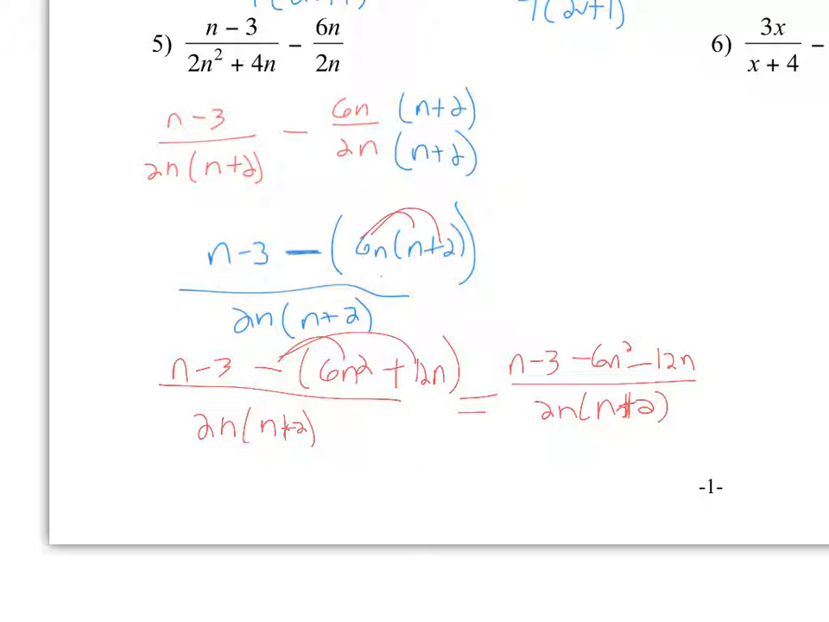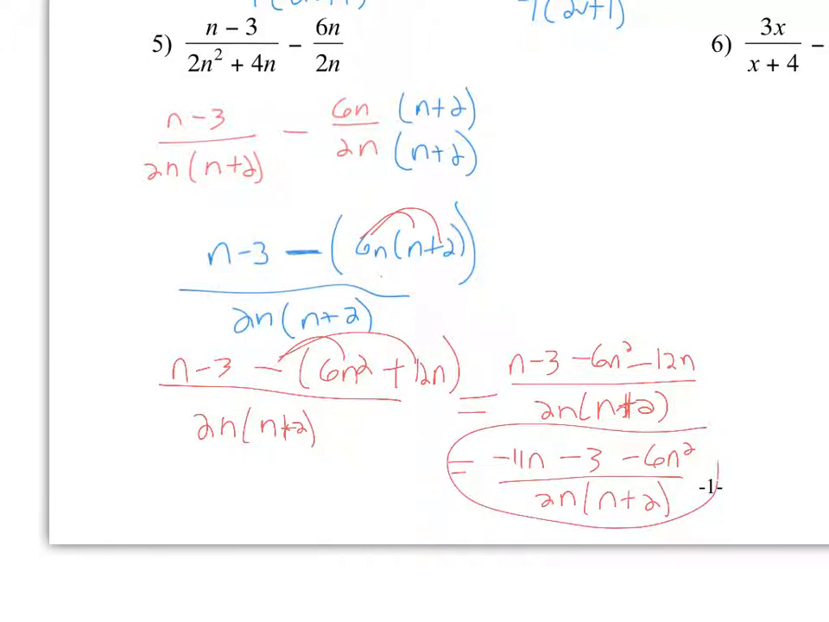And then I'm going to combine like terms. So my last step is to combine like terms, which would be n minus 12n is going to be negative 11n minus 3. The minus 3 doesn't have anything to go with minus 6n squared all over 2n times n plus 2. So this is going to be our final answer. I would encourage you to check that this numerator cannot be factored, and in fact it cannot be factored. And if we did factor it, nothing would cancel out, which is nice to know.